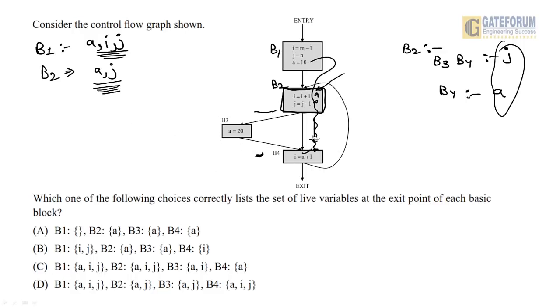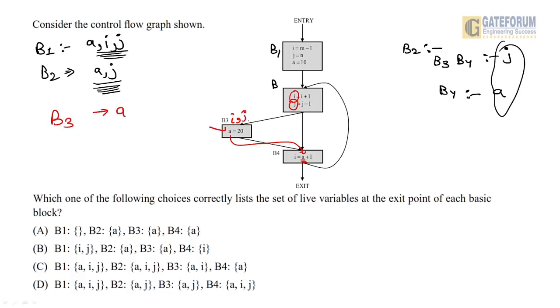Let's see what about block B3. So in block B3 what we can say, just see here, in block B3 you defined the value of A, that is 20. Can we say that block B4 use the same value? Here the value of A is 20. This I values comes here and this J's value comes here. Let's see what we can say. The value of A is used in this, so A is live. In B3 A is live.